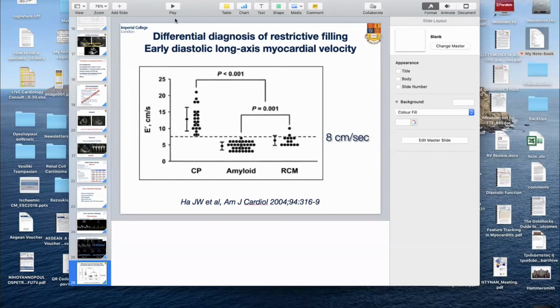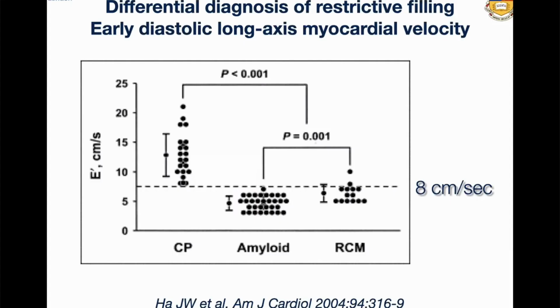Okay. So you see in constrictive pericarditis, the E prime is very high, whereas in restrictive cardiomyopathy and amyloid patients, there is a clear distinction between the amyloid and constrictive pericarditis. So if there is any doubt, although there shouldn't be any doubt, then E prime can help the differential diagnosis.